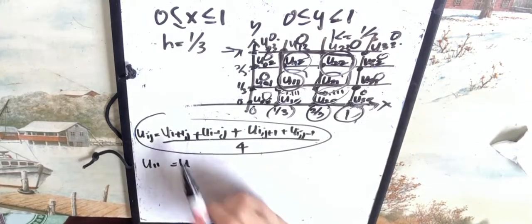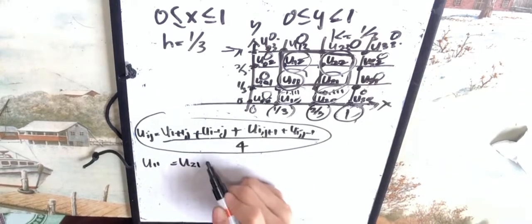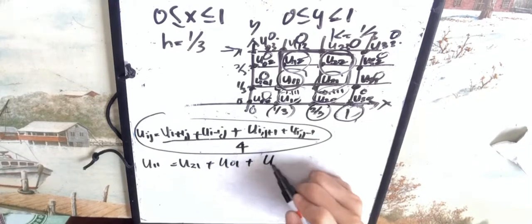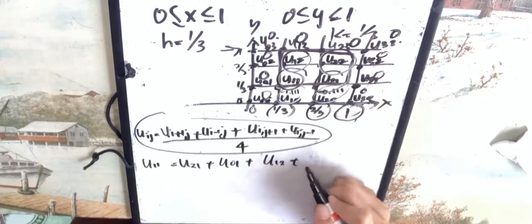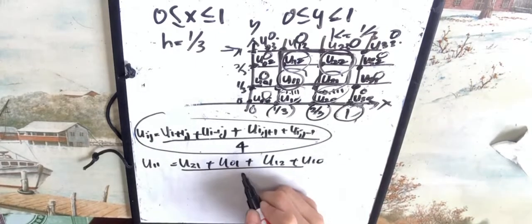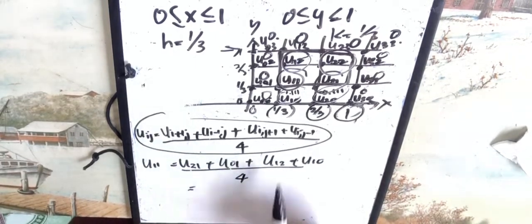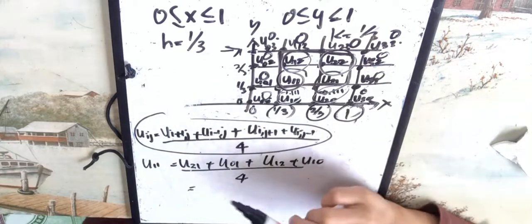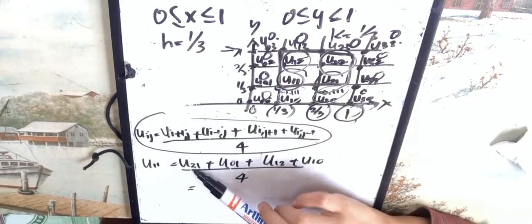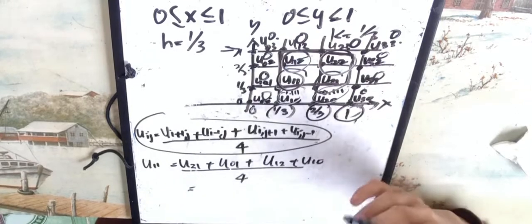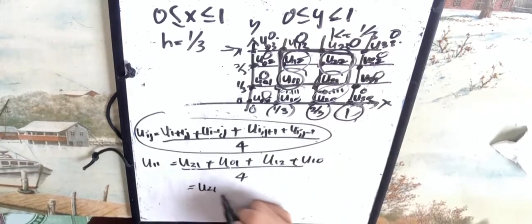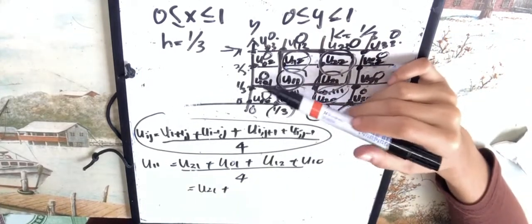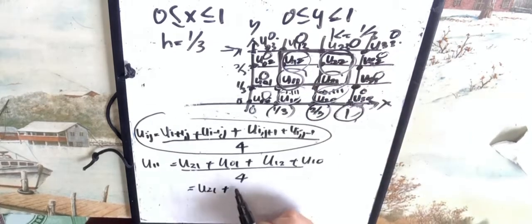So we have u21 plus u01 plus u12 plus u10, divided by 4. At some of these points you already get the value. Try to figure out u21. Where is u21? U21 is here. We didn't calculate it yet, so it remains u21. How about u01? Where's u01? u01 is here, so it's equal to 0.